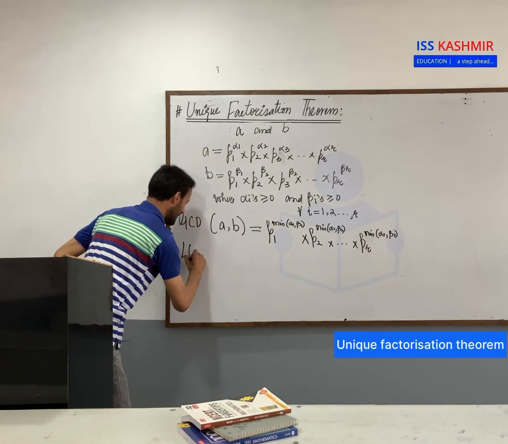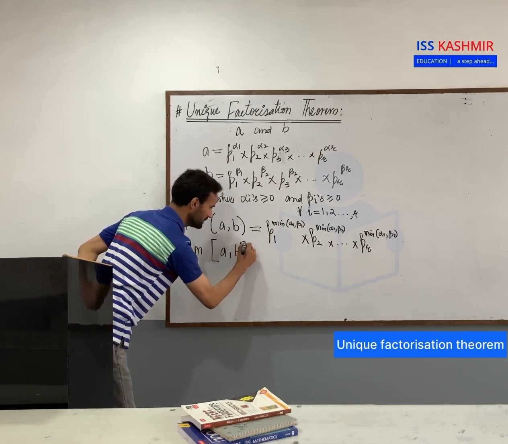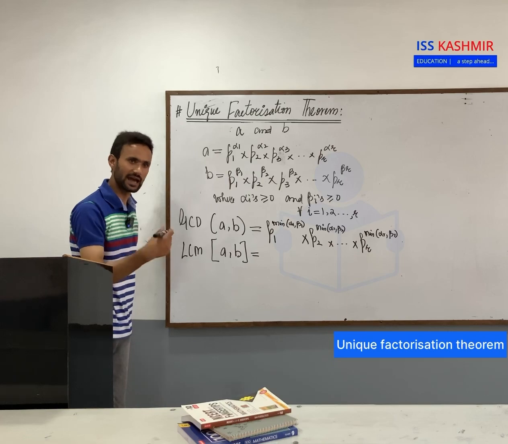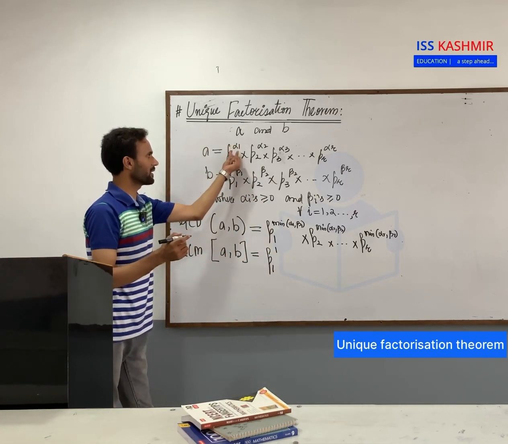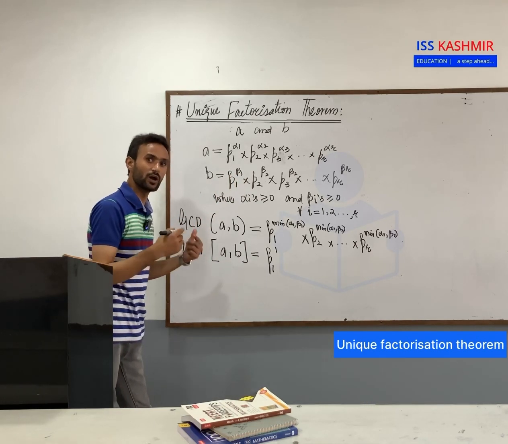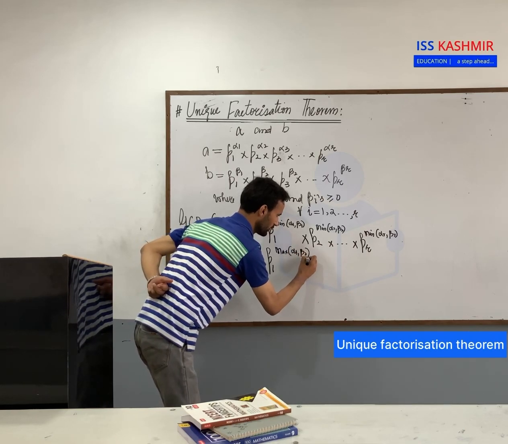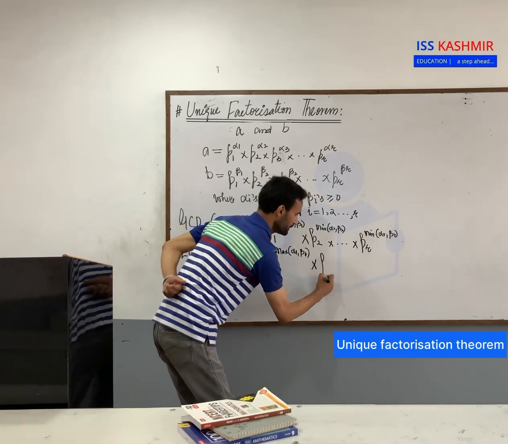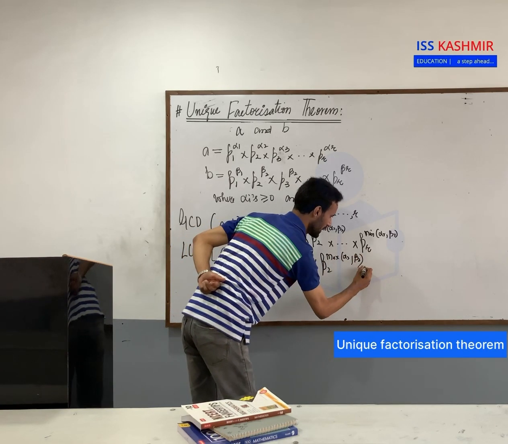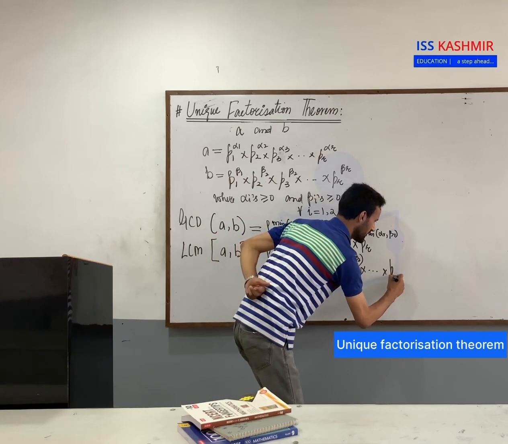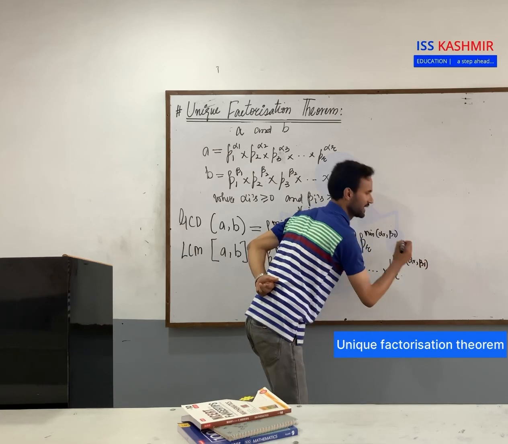Similarly, the LCM of a and b is written as [a, b] within the closed brackets. It is equal to p1 raised to the power maximum of alpha 1 and beta 1, into p2 raised to the power maximum of alpha 2 and beta 2, and so on, we get pr raised to the power maximum of alpha r and beta r. In the case of LCM we take the maximum.